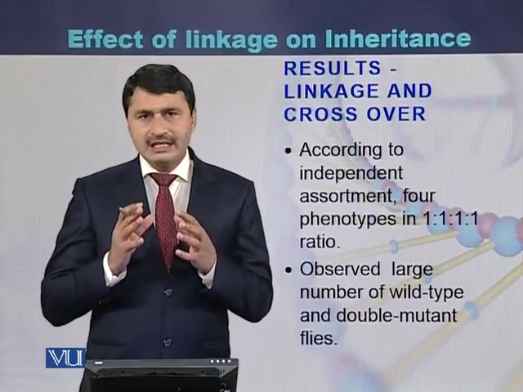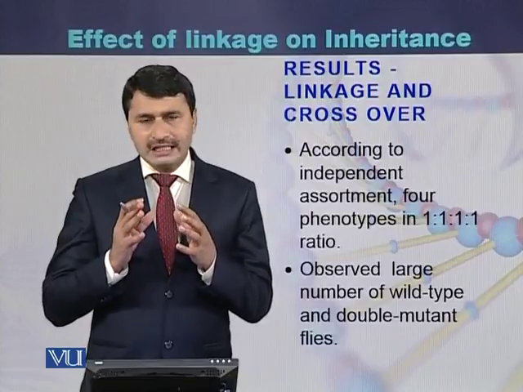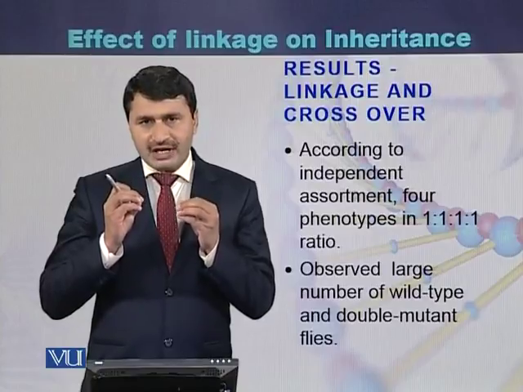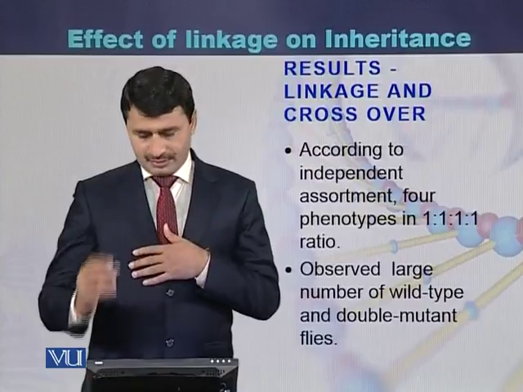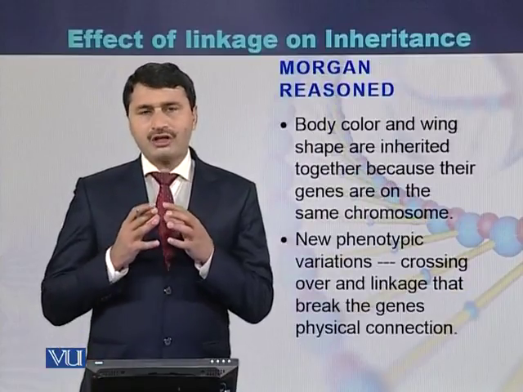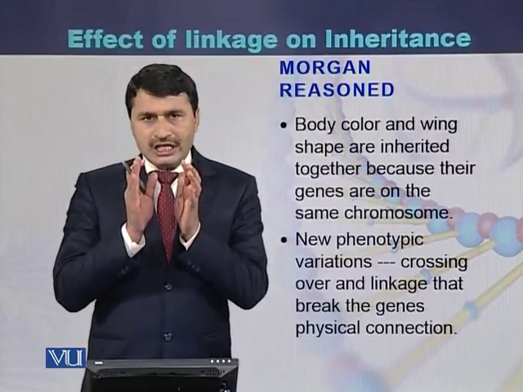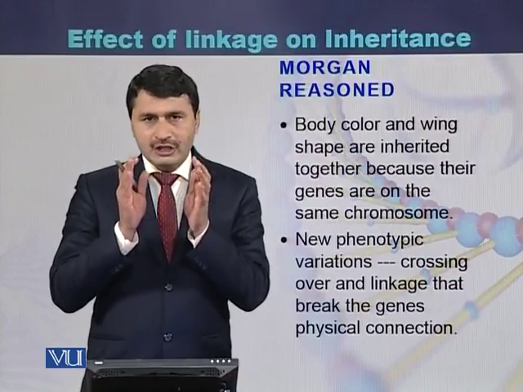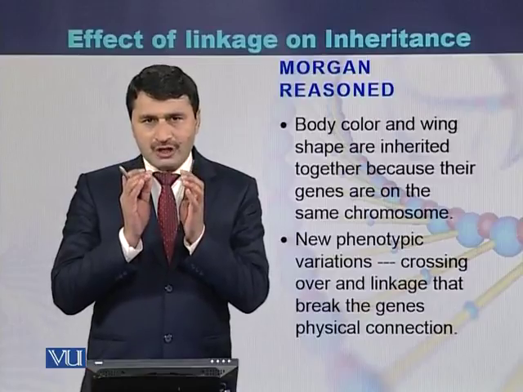He reasoned that this difference is due to crossover and the linkage between the two genes that were for the different phenotypes, for the gray body color and for the wings. Morgan reasoned that the genes are closely related on the same chromosome. They are not far from each other. Due to the crossover between the genes, he observed this ratio.